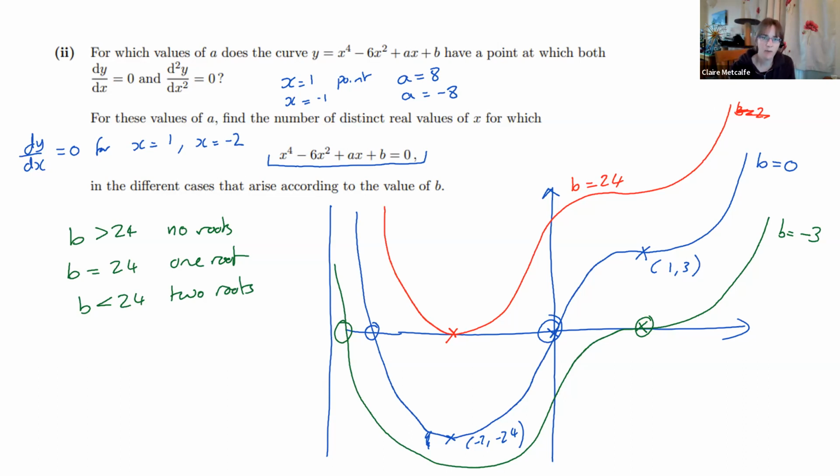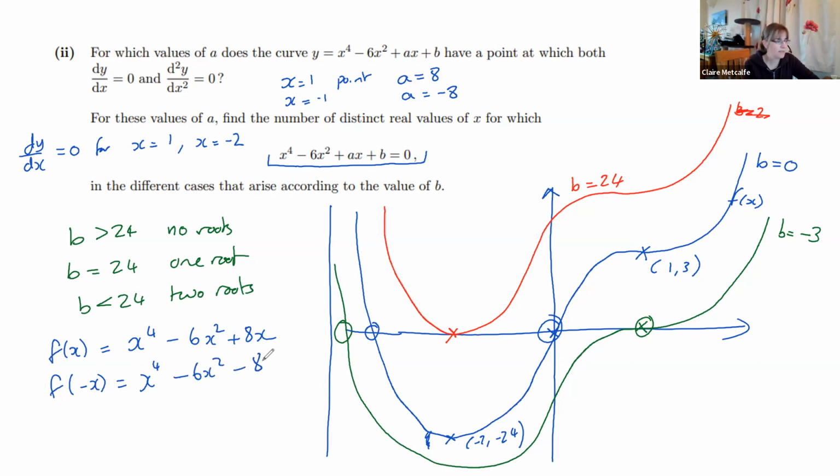Now let's consider the case when a equals -8. And I'm going to do a bit of a trick here. If we let f of x equal x to the power 4 minus 6x squared plus 8x, which is the graph that we've just done here. So this is f of x, if you like. f of -x, so that's what you get if you reflect it in the y-axis, is equal to x to the power 4, because the negative to the power 4 gives a positive, minus 6x squared minus 8x.